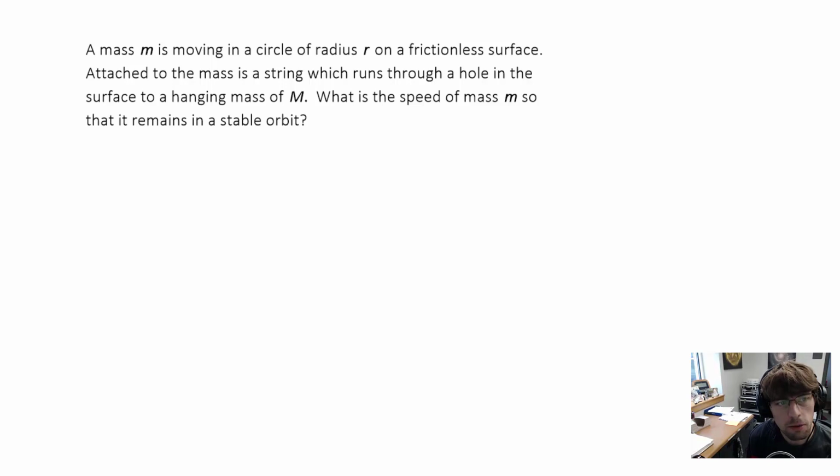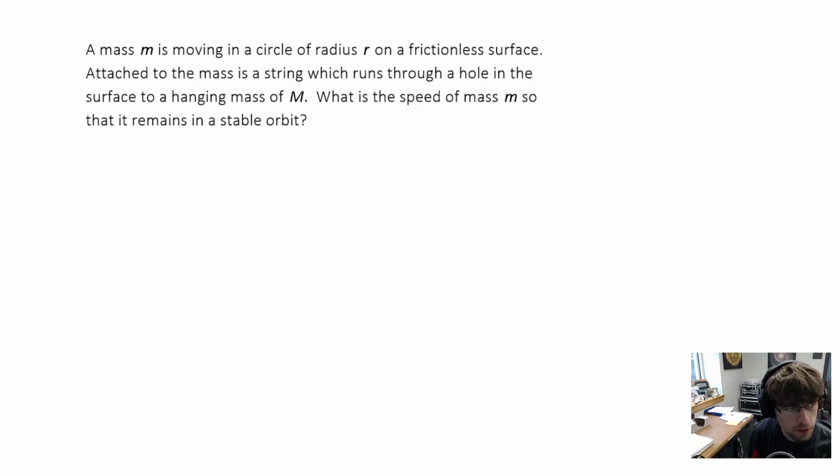A mass m is moving in a circle of radius r on a frictionless surface. Attach the mass as a string, which runs through a hole in the surface to a hanging mass of big M. So I've got two masses here. I've got little m on the surface, and I've got a hanging mass big M. What is the speed of the little mass so that it remains in a stable orbit?